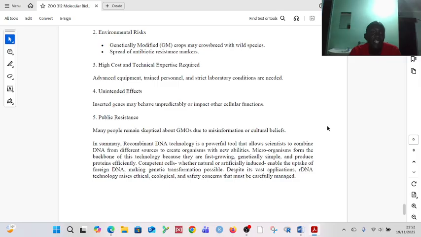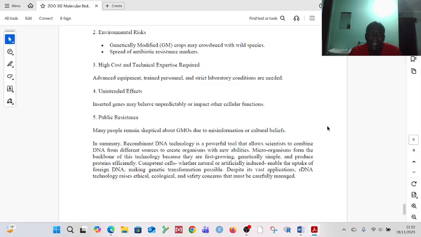Another thing is the high cost and technical expertise that is required for genetic engineering. You need advanced equipment. You need very high levels of training, and you need strict conditions in the laboratory. So there is a cost component, then there is a technical expertise level that is required.